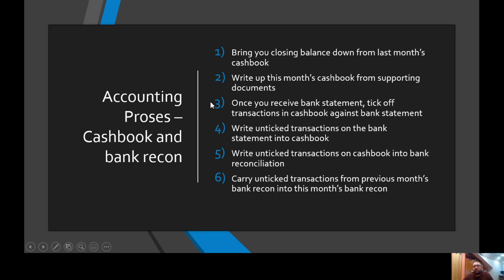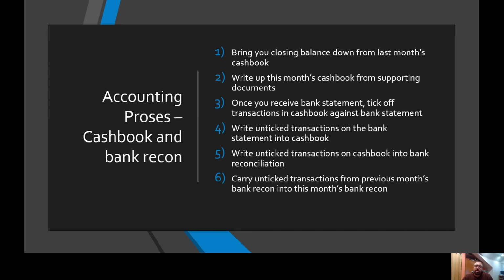Then sometime after month end, or at month end, at point number 3, you will receive your bank statement. Once you receive your bank statement, you will tick off all the transactions in your cash book against the bank statement. You will literally print out your cash book and print out your bank statement, and if you see it on the cash book and see it on the bank statement, tick it off. Now you'll sit with 2 scenarios after you've ticked off. There will be transactions in your cash book that are not ticked, and there will be transactions on your bank statement which are not ticked. So let's see what we do with them.